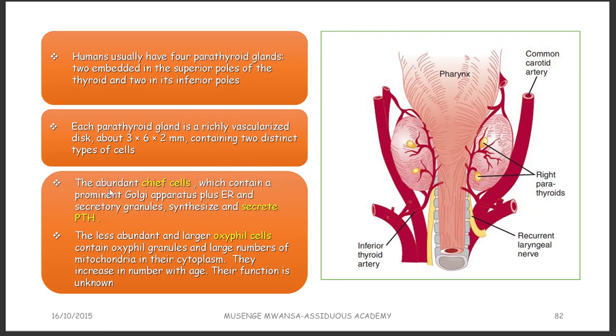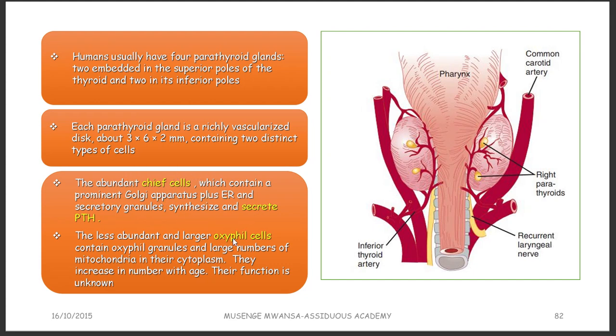The first type of cell that these glands have are the chief cells, and these chief cells contain a lot of prominent Golgi apparatus and endoplasmic reticulum. And these are involved in protein synthesis, isn't it? So the chief cells also have secretory granules, and these organelles will synthesize and secrete parathyroid hormone. So if they ask where is the parathyroid hormone synthesized, it is in the parathyroid gland, but specifically by the chief cells.